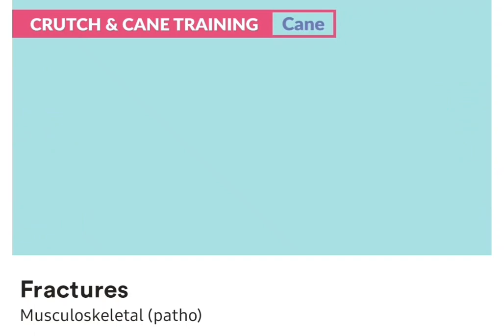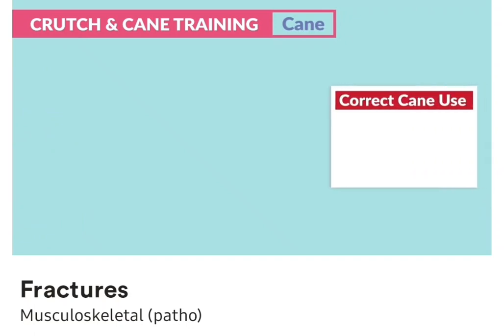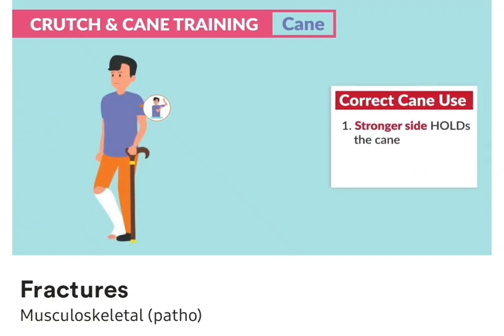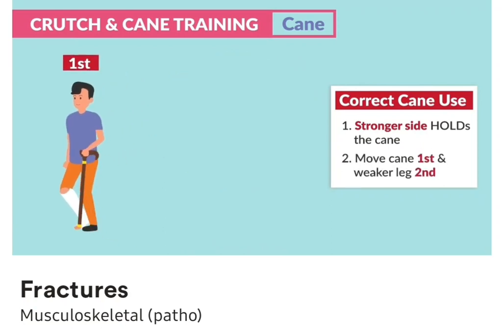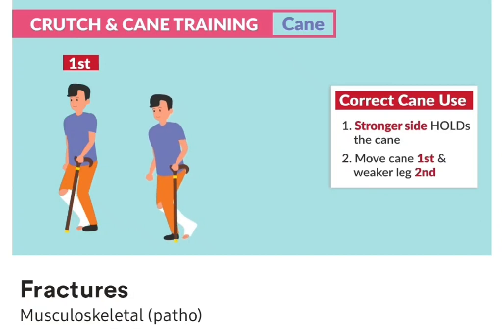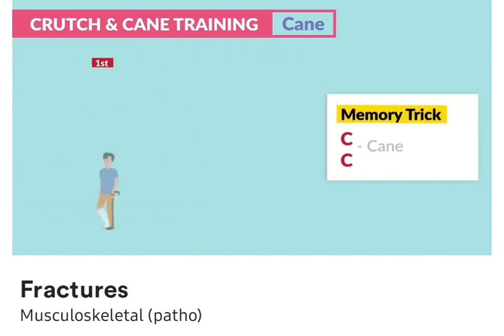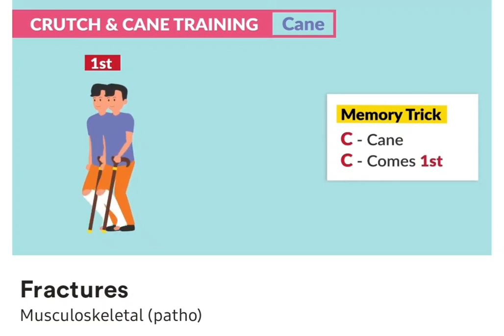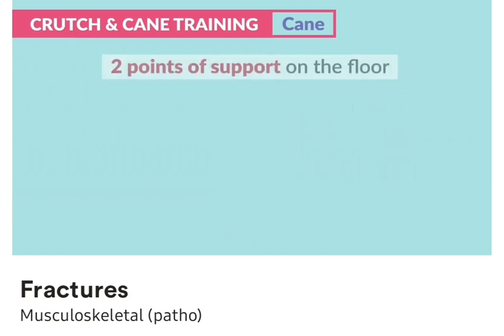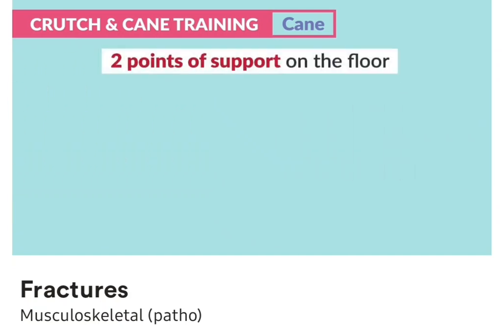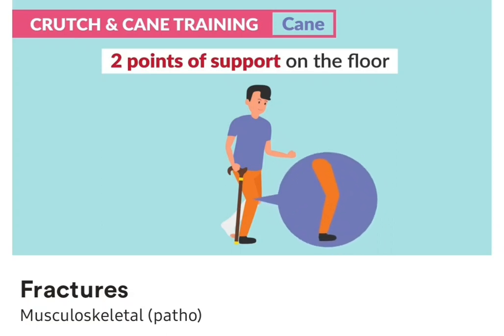Now switching gears to the cane, so the correct use. Write this down. Number 1 is the strong side holds the cane, and number 2, we move the cane first and the weaker leg second. So just think of the double C's here. The cane comes first and the weak leg goes last. Now, all the time, there should be 2 points of support on the floor. For example, both feet or 1 foot and the cane.